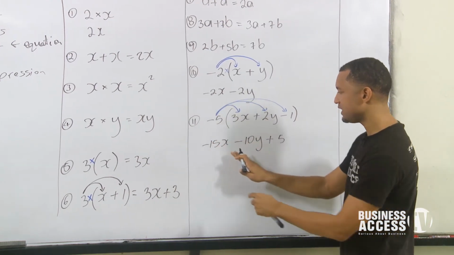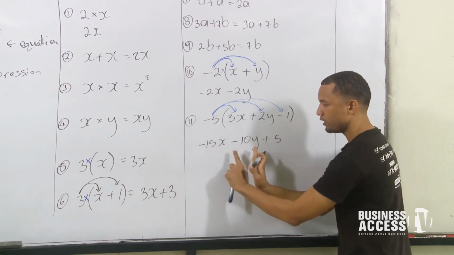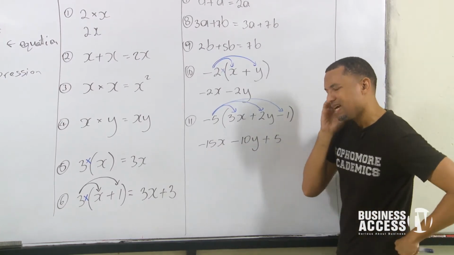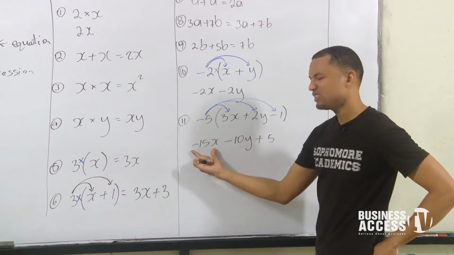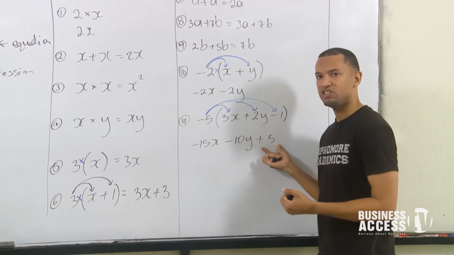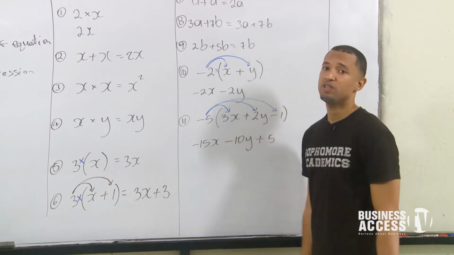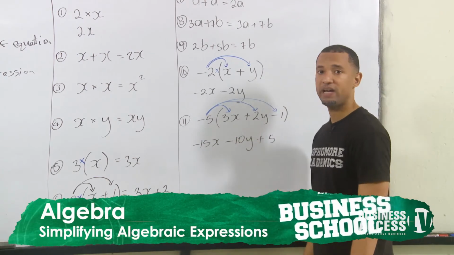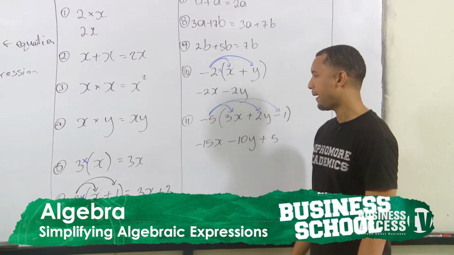And then you look at this expression, it has 1, 2, 3 terms. Are any of them alike? This term has x, this has y, and this is just a constant. None of them are alike. You cannot simplify any further, ladies and gents.